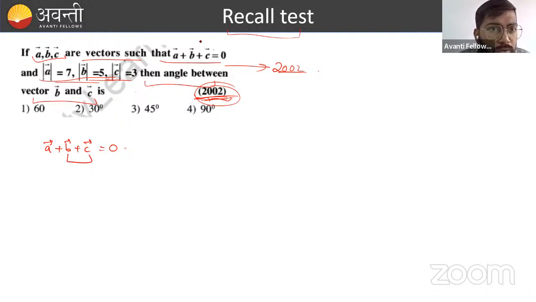Since we are supposed to find the angle between B bar and C bar, we will take this A bar to the other side and we will write B bar plus C bar equals to minus A bar.